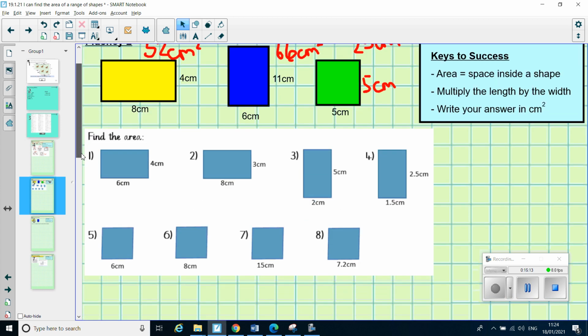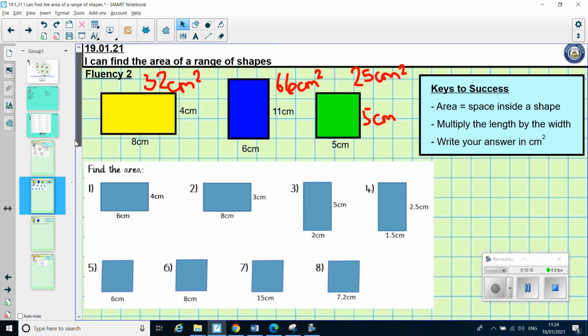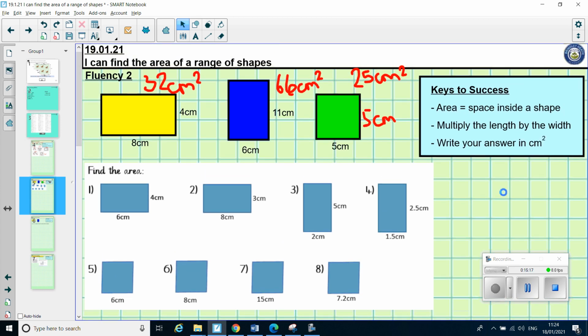Okay. Here are your Fluency 2 questions then to have a go at, Year 6. So if you pause the video and try to calculate the area of each of these shapes. Okay, I'll go through the answers then.